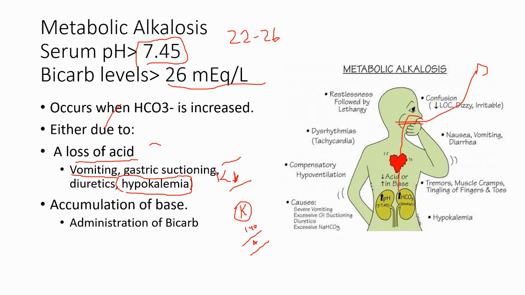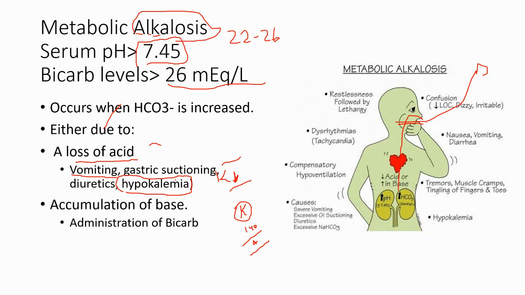When somebody is alkalotic, in this environment, somebody has alkalosis for whatever reason, potassium wants to leave the blood and run into the cell. So I remember it as hypokalemia, low K. In an alkalotic environment, we're going to see hypokalemia.